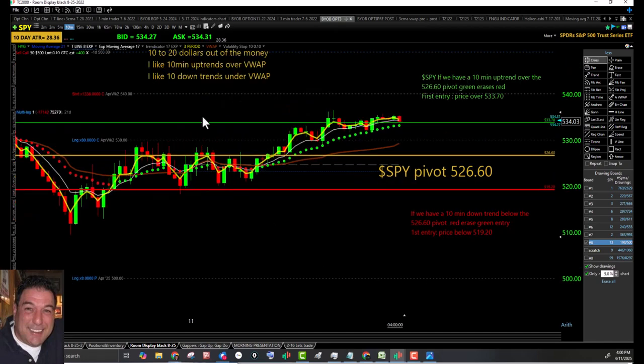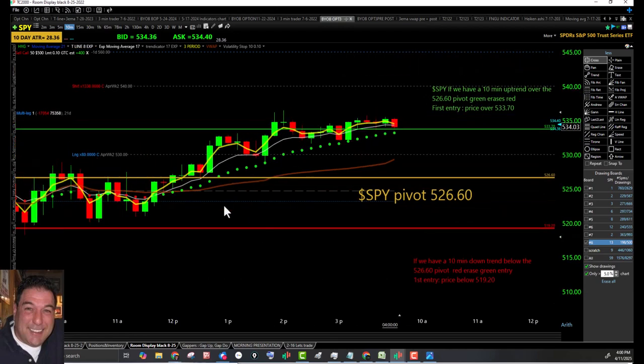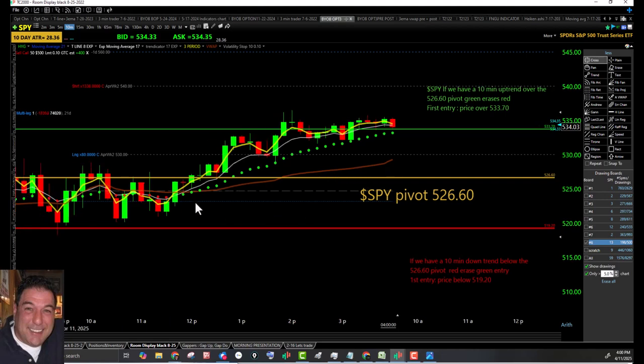I especially like them when they're peeling away from the VWAP line. So the VWAP line is this brown line right through here. And you can see we have price and the 3 up over the 8, all up over the 17, which is the red dots. And it's up over, see the brown line right here? It's up over the brown line.